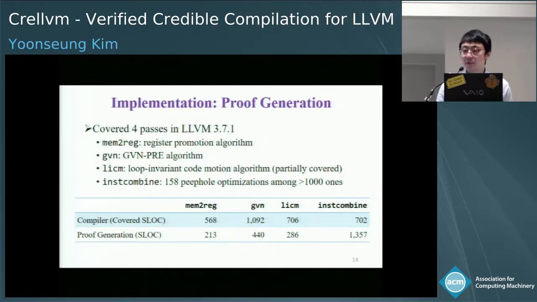The table shows the number of significant lines of code for the original compiler code we covered, and that for the proof generation code we wrote. As you see, proof generation code is less than half of the covered compiler code, except for the InstCombine pass. For InstCombine, the reason why proof generation code is large is simply because the original code is too short, just a few lines for each pass. So proof generation code has some boilerplate code for each pass.